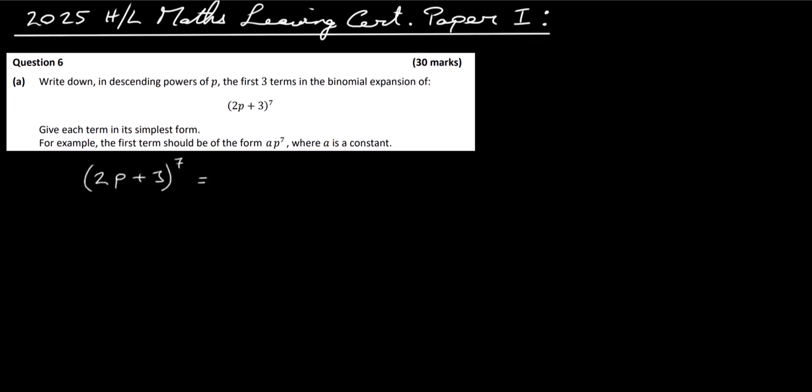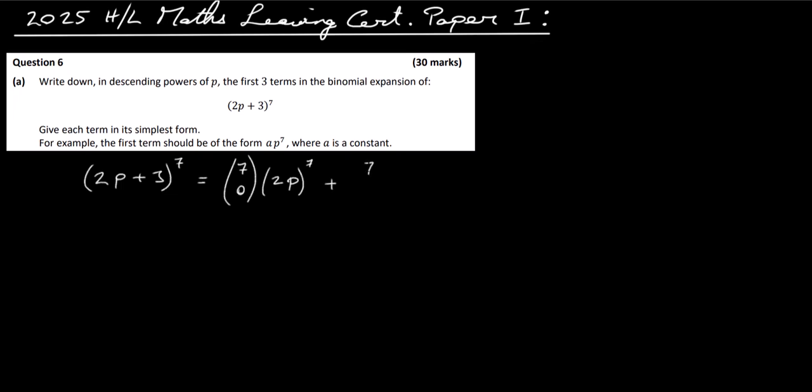So normally the way you would do this is you can use Pascal's triangle, but I'm going to use, let's say, 7 choose 0. And then I'm going to take the first term, which is 2p, and raise that to the power of 7. The second term is there, but it's to the power of 0, which is just 1. So I'm going to leave that out.